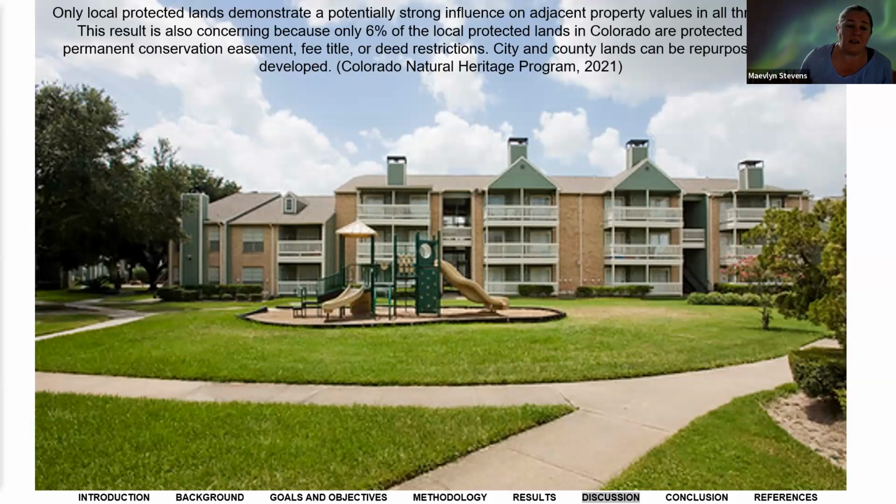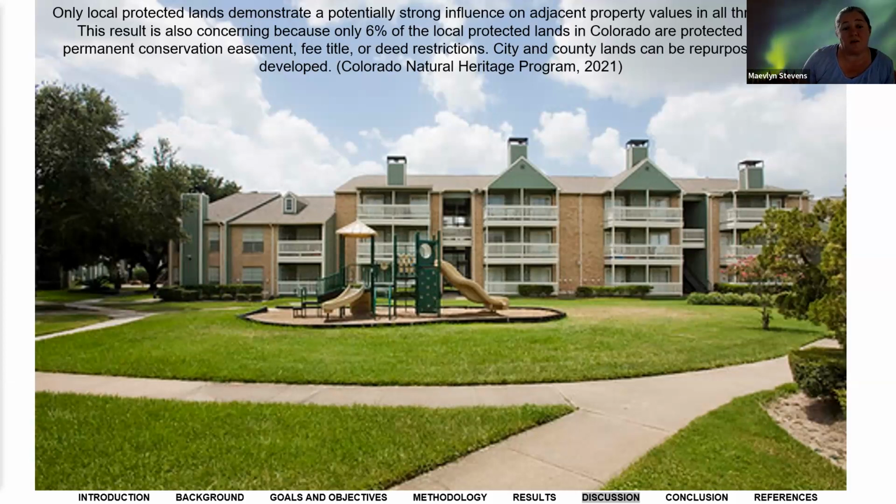I also didn't find a consistent connection with the quantity of protected land. For example, the highest percentage category of protected land in Adams County was state, and in Jefferson it was U.S. Forest Service, but both of those exerted a weak potential influence on increased property values.